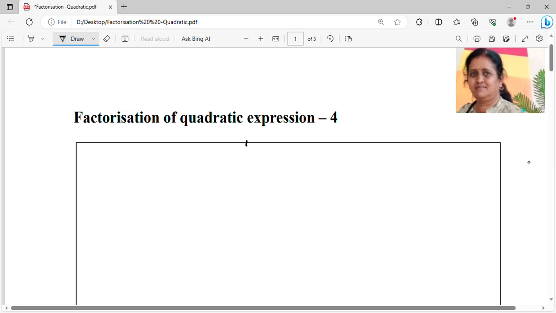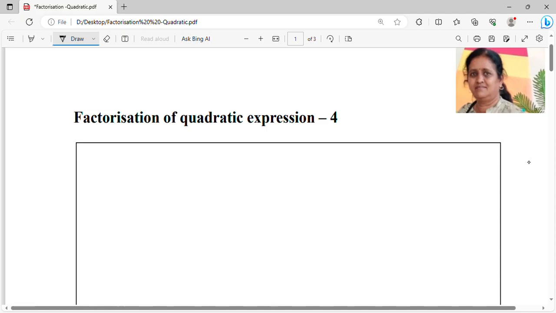Hello students, welcome to another session of factorization, which will continue from the previous one. This is factorization of type 4, that is quadratic expression. I hope you understood group factorization, which will be one of the most important strategies for factorizing quadratic expressions.